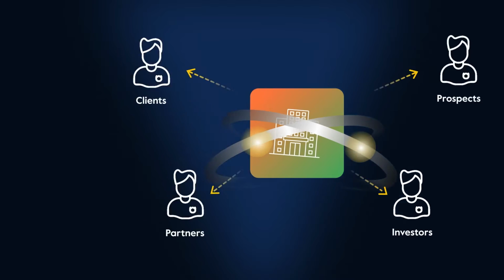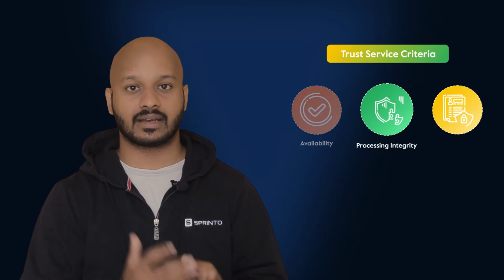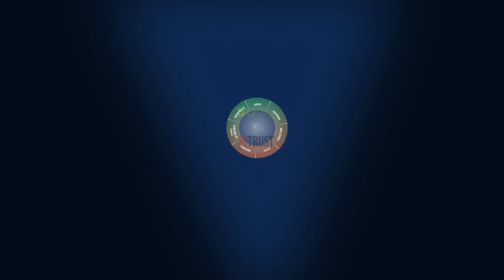SOC 2 is founded on 5 basic tenets of cybersecurity, more commonly known as the trust service criteria. They are security, availability, processing integrity, confidentiality, and privacy. If you'd like to know more about them in detail, you can watch a video in the top right corner now. With that basic context set, let's discuss the differences between HITRUST and SOC 2.